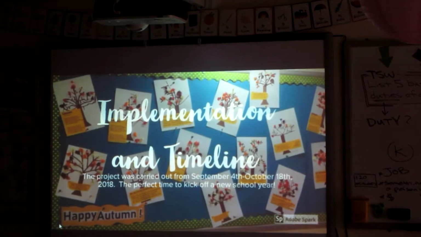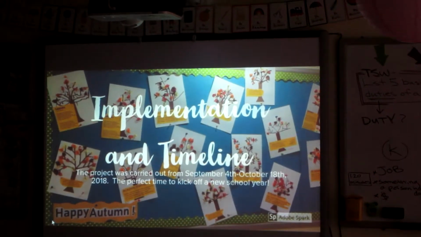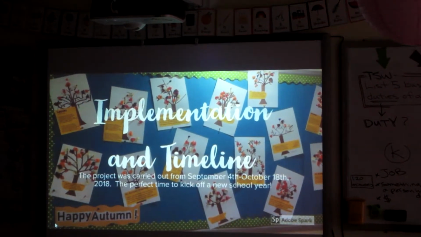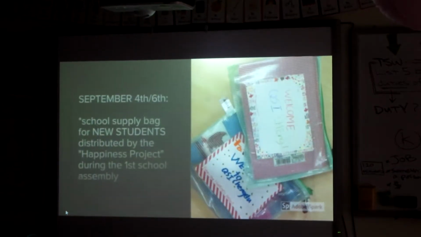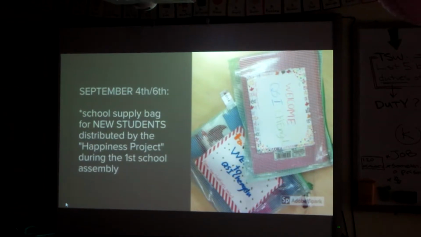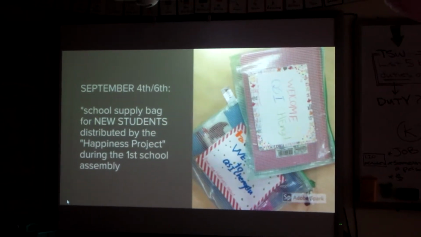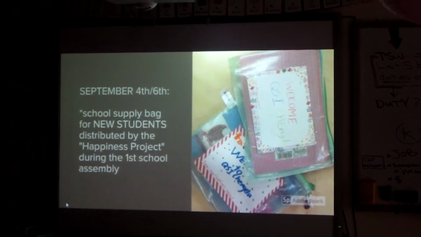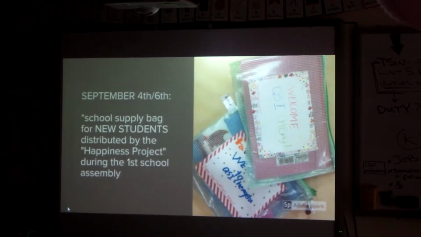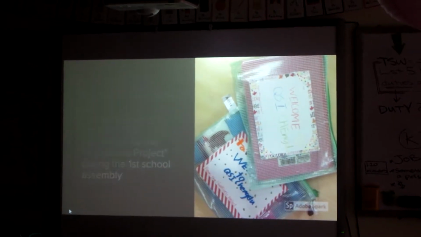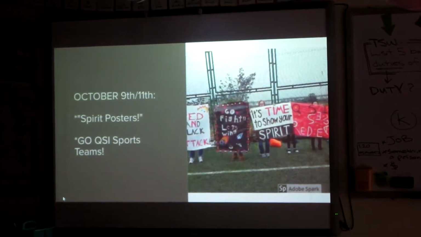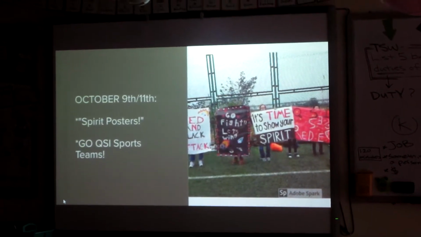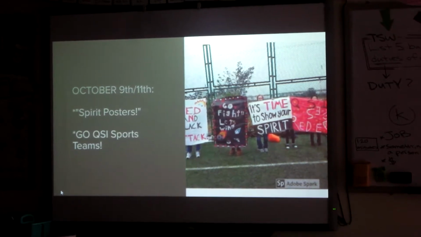The project was carried out from September 4th to October 18th, 2018, the perfect time to kick off a new school year. On September 4th and 6th, the Happiness Project created a school supply bag for new students. They distributed these bags during the first school assembly in September. On the 9th and 11th, the Happiness Project students chose a design for their spirit posters and then cheered at the soccer tournament on the following weekend.